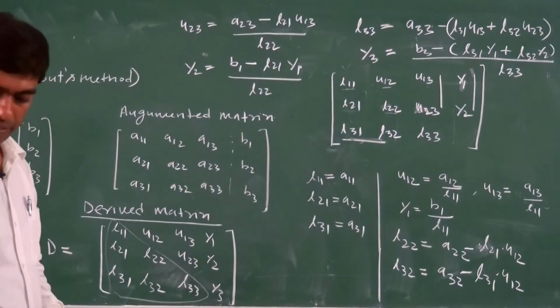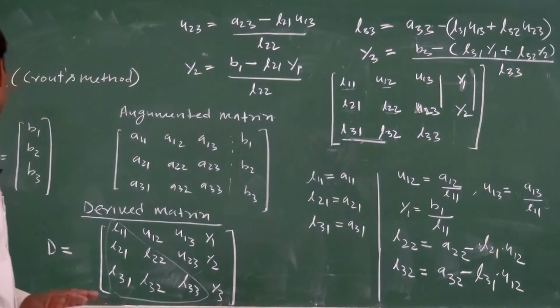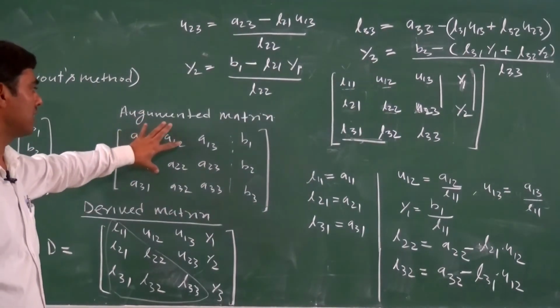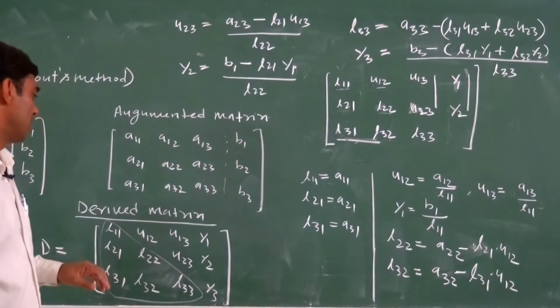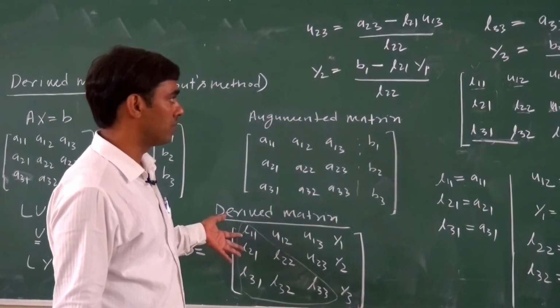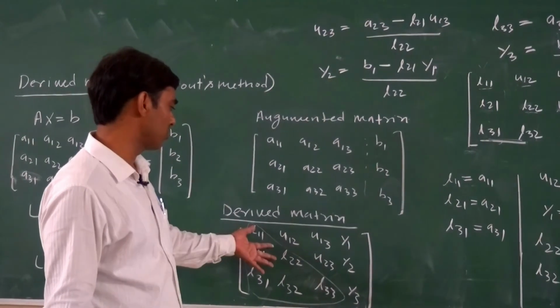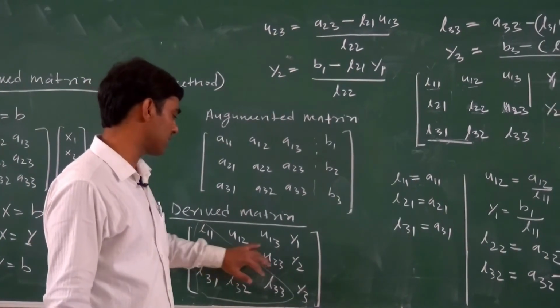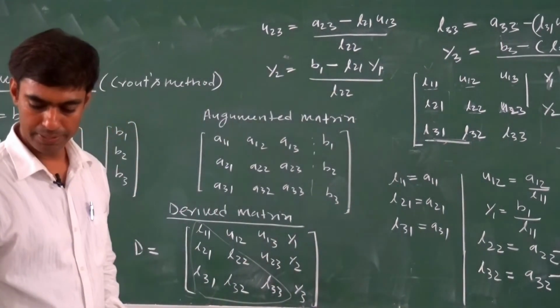So if we summarize the procedure of the derived matrix suggested by Crout's: first of all, for a given system of linear equations, we write an augmented matrix, which contains the matrix A and the values of B. Then we find the values of the derived matrix, which is L11, L21, L31, U12 and so on, all the elements of the lower triangular matrix and upper triangular matrix, and the values of Y.